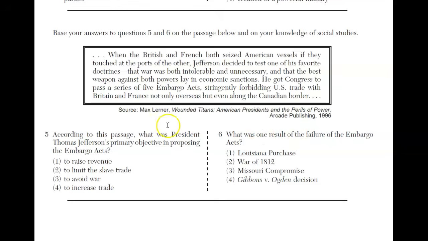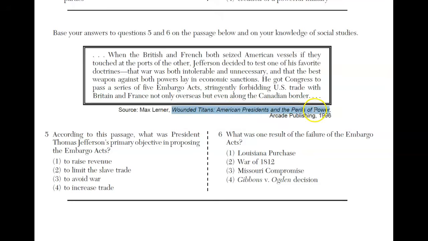Questions 5 and 6. What's our source? Max Lerner, Wounded Titans: American Presidents and the Perils of Power, 1996. We'll take a look at this for a minute, just real quick, and we see he's talking about Jefferson. Well, Jefferson is not 1996. Aha. Some of these documents won't be primary sources, they will be secondary sources. That is, historians writing about history, not the actual document from the time itself. You guys know this.